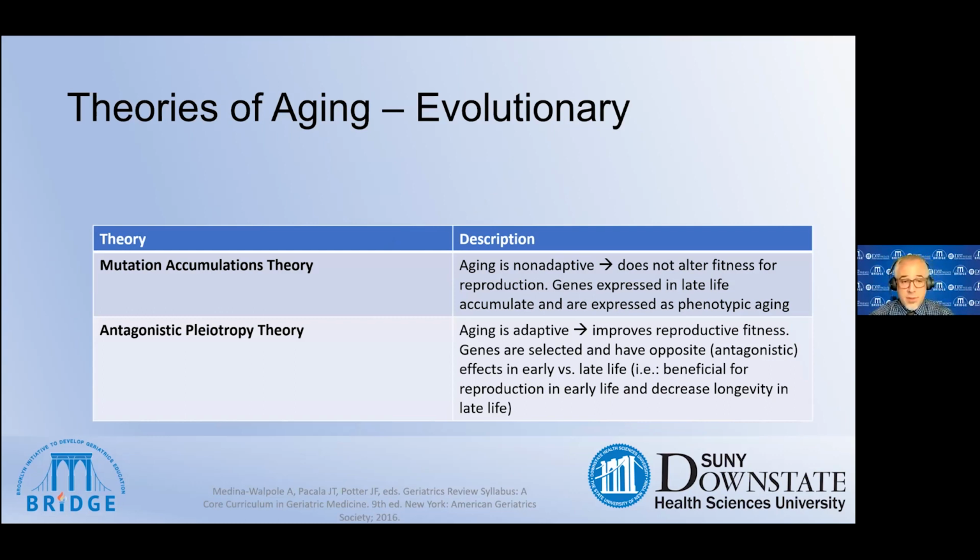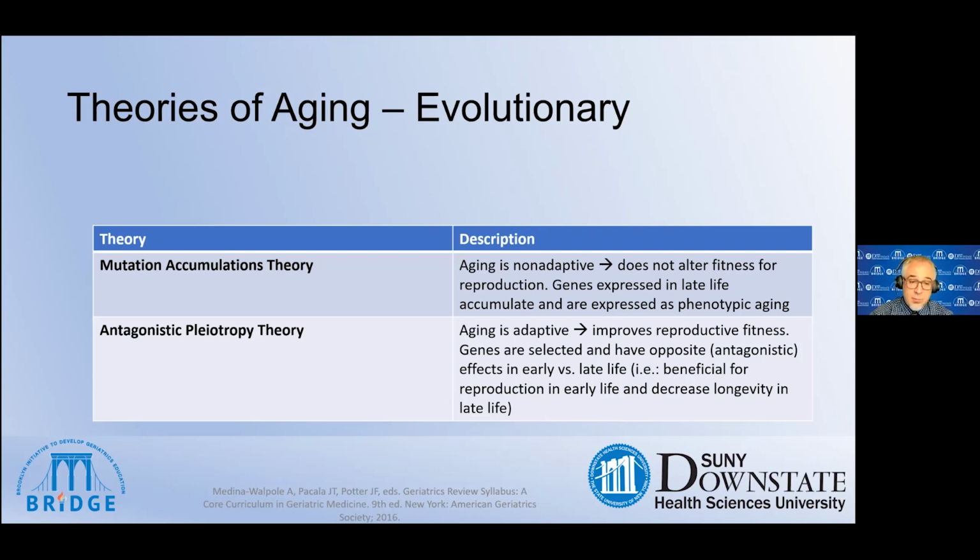The first model, the accumulation theory, posits that aging is non-adaptive. It does not alter fitness for reproduction. So genes expressed in late life accumulate and are expressed as phenotypic aging because they don't alter fitness for reproduction, right? So aging happens separately from fitness for reproduction, so there is not selective pressure to remove those genes from the population during the reproductive phase of life.